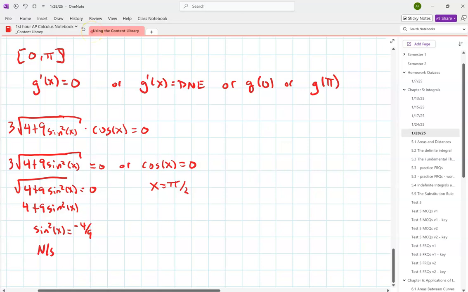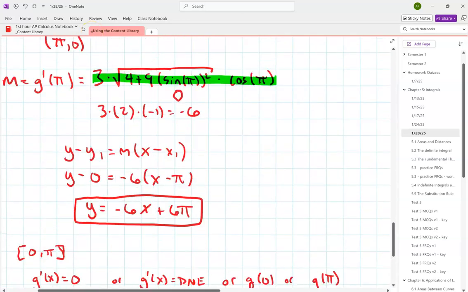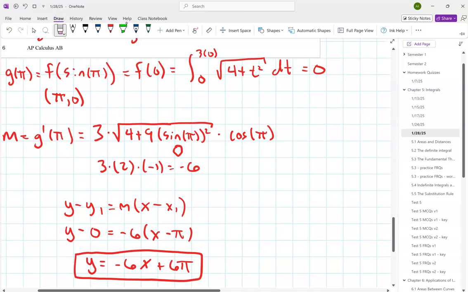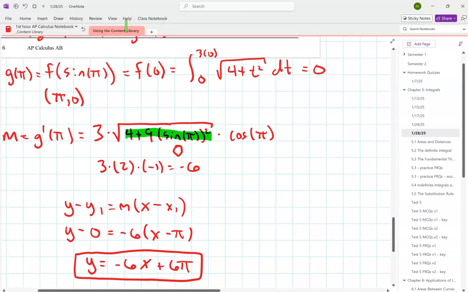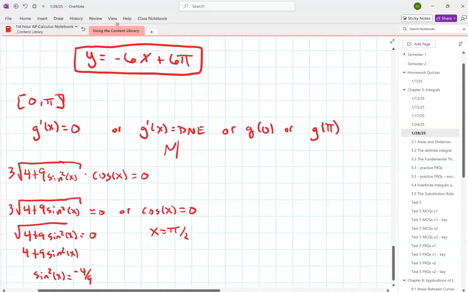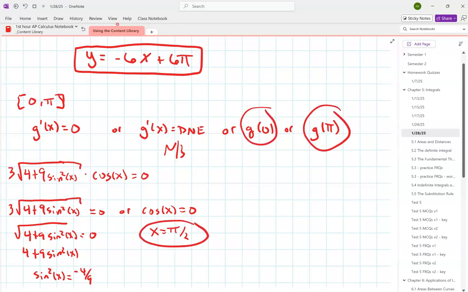All right, where the derivative doesn't exist. If I look at g prime, the only way this would fail to exist is if the stuff under the radical is negative, right? But that can't happen because sine squared is a positive number, 9 is a positive number, and I'm adding that to another positive number, 4. So there's no way to get a negative under the square root. So I know that there's no solution to where it doesn't exist. So all I really need to check are these 3. Does that feel okay?